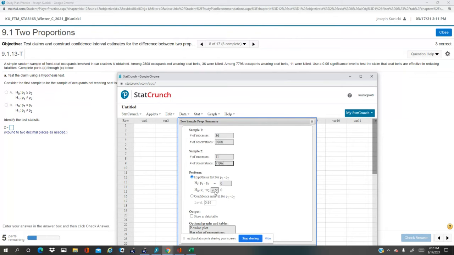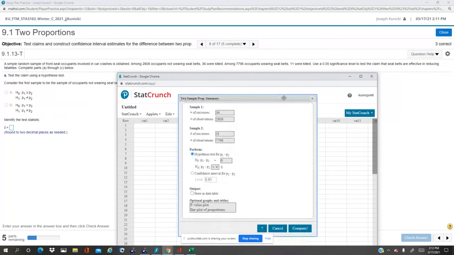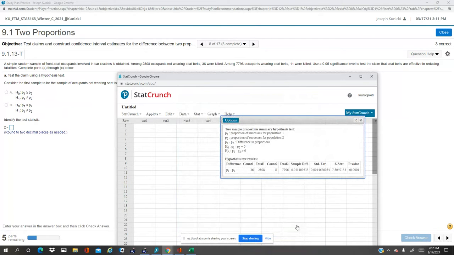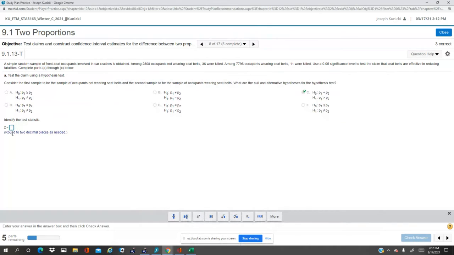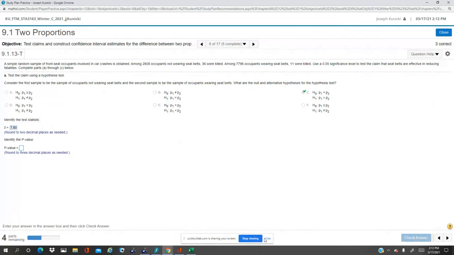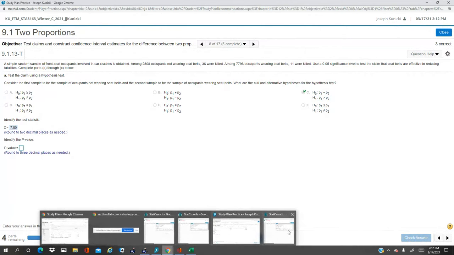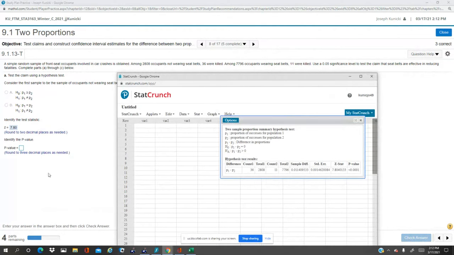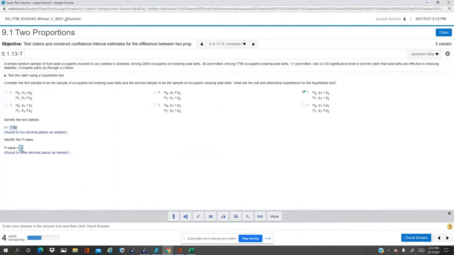So we leave the null the same. It's a right tail test because P1's greater than P2. And then we just go ahead and compute. So the Z, the test statistic, to 2 decimal places is 7.80, and the p-value is 0. So it is really significant.